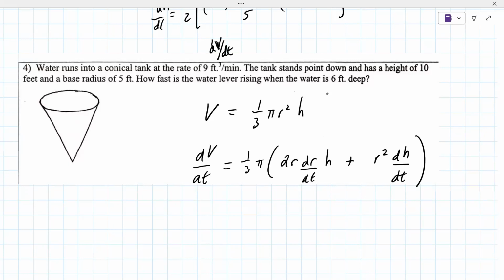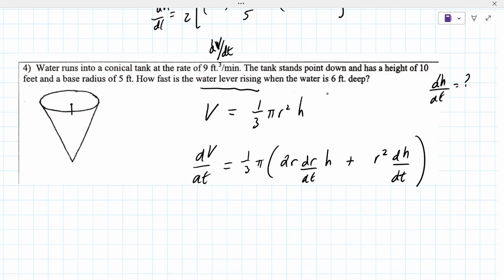Let me know if you agree or if you have any questions about that. I got that. Okay, now one of the problems here is that they're asking for dh/dt, the water level rising. You have to find dH/dt, but you don't know dR/dt, and there's no way to calculate it, which means that you cannot do this problem as is. And you might be wondering, well, how do I do this problem, of course?